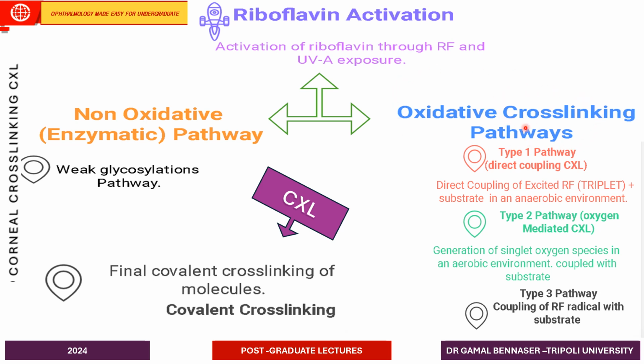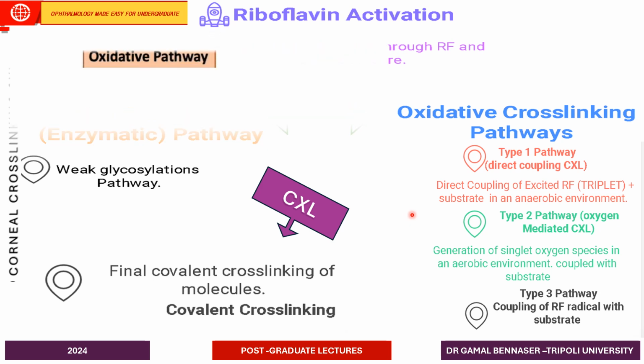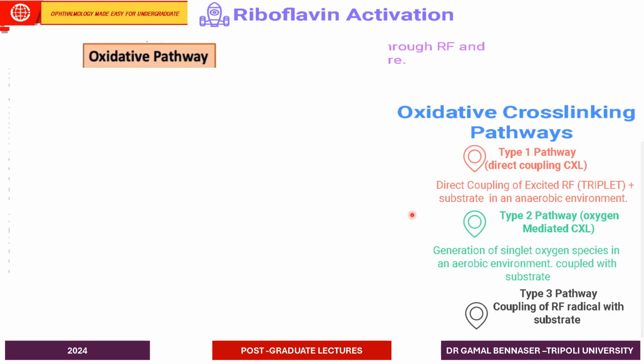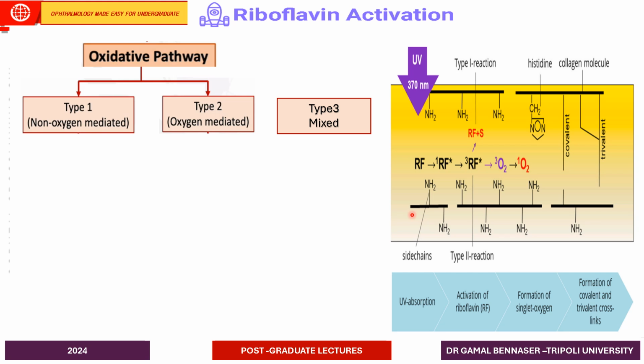Now, the oxidative pathway can be of three types: type 1, type 2, type 3, based on the contribution of the riboflavin radicals or the excited states, and also the contribution of the oxygen free radicals or reactive oxygen species. So the oxidative pathway can be of type 1, type 2, or type 3.